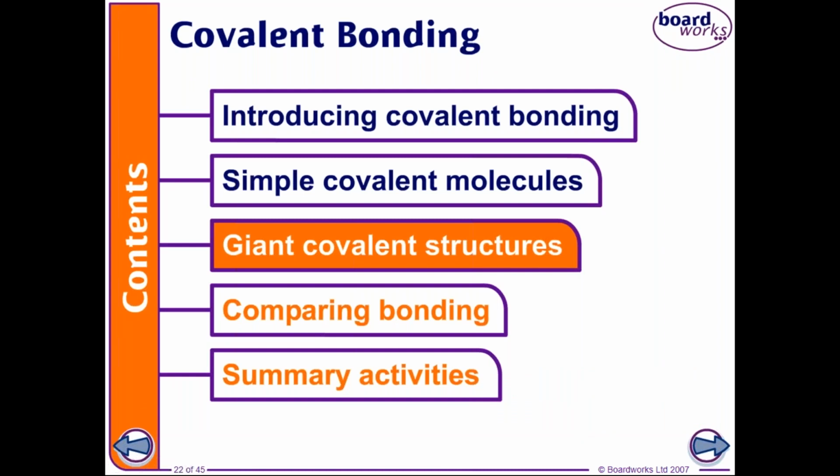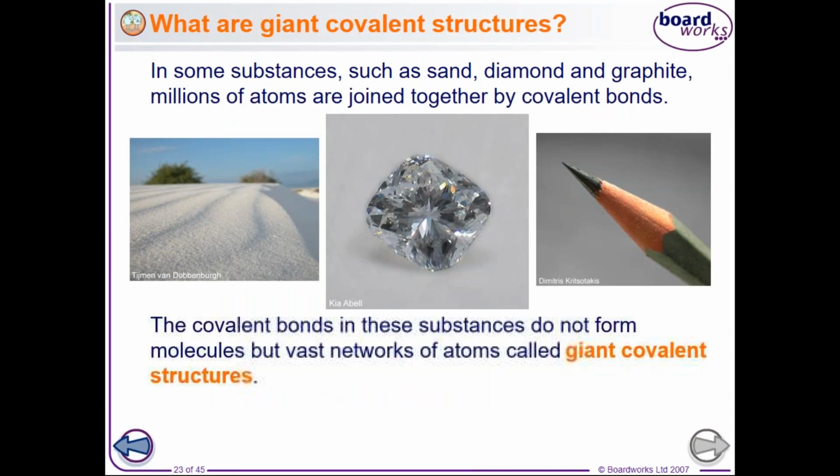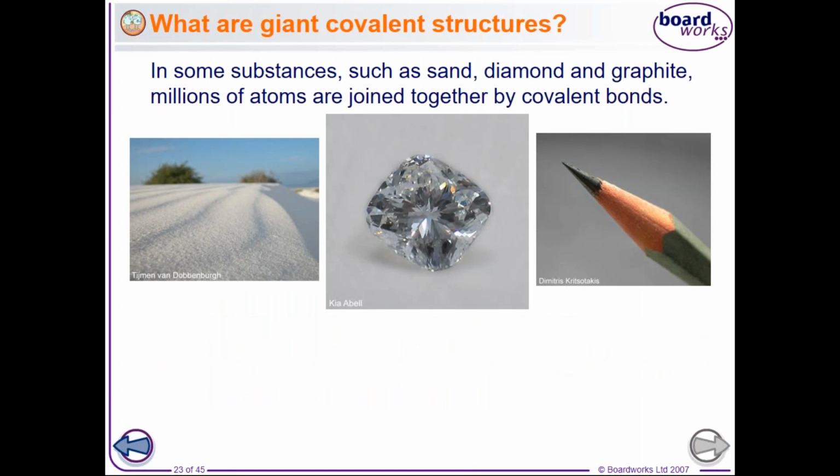Giant covalent structures. What are the giant covalent structures? We have three types of giant covalent structures. These are diamond, which is one of the most expensive materials in the world, graphite, and silicon dioxide, or quartz mineral, which is in the sand. These three structures are giant covalent structures. If you want another name for giant covalent structures, simply you can call them macromolecules. Giant covalent structures are macromolecules.